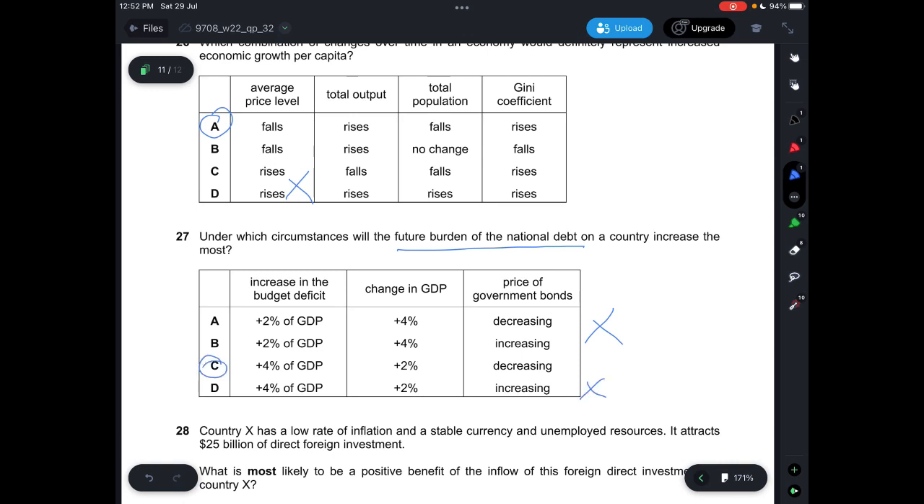There's only a very little change in GDP, but there's a very huge increase in budget deficit, and the bonds of the government is decreasing. So when the government bonds decrease, there will be high interest. When there's high interest, the government will have to pay a high interest to people buying the bonds, which will result in higher burden. Okay.